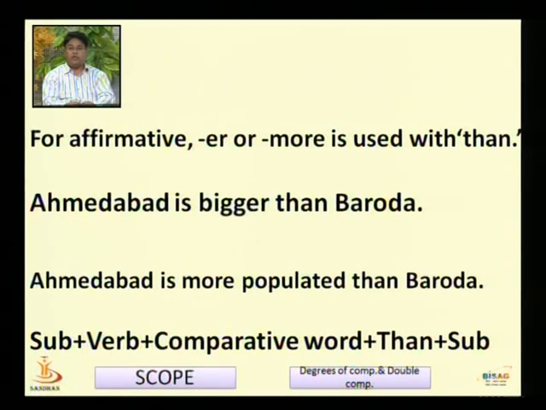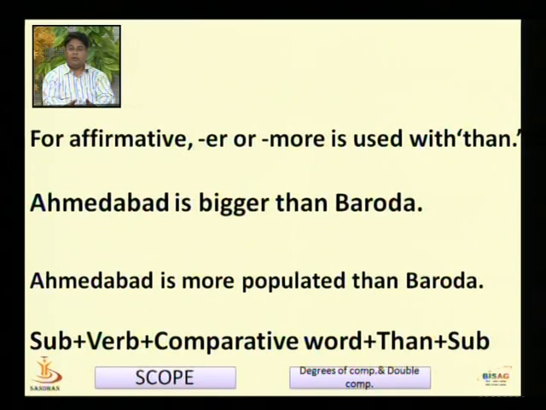Now here two units are Ahmedabad and Baroda and they are compared to an unequal degree in which Ahmedabad is bigger than Baroda. So the sentence pattern is subject plus verb plus comparative word either with er or more, then than, plus subject. So both units, they are compared to an unequal degree. Another example we have on the screen, Ahmedabad is more populated than Baroda. So here we can use er also and more also.